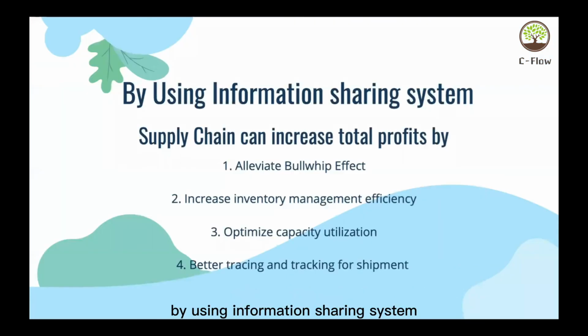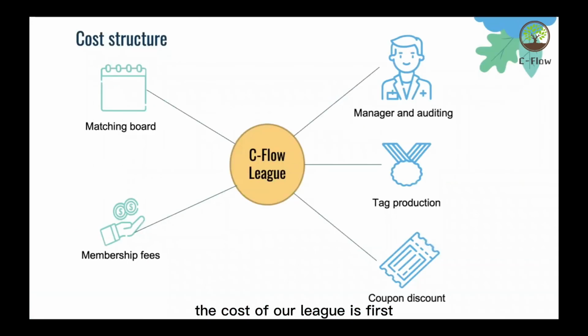By using an information sharing system, we believe that the supply chain can increase total profits by alleviating the bullwhip effect, increasing inventory management efficiency, optimizing capacity utilization, and better tracing and tracking of shipments. The cost of our league is: first, we hire managers and auditing firms to manage the league and verify the information. Then we also spend money on producing tags and coupon discounts. The money we spend will be gained from the commission of matching and the membership fee.